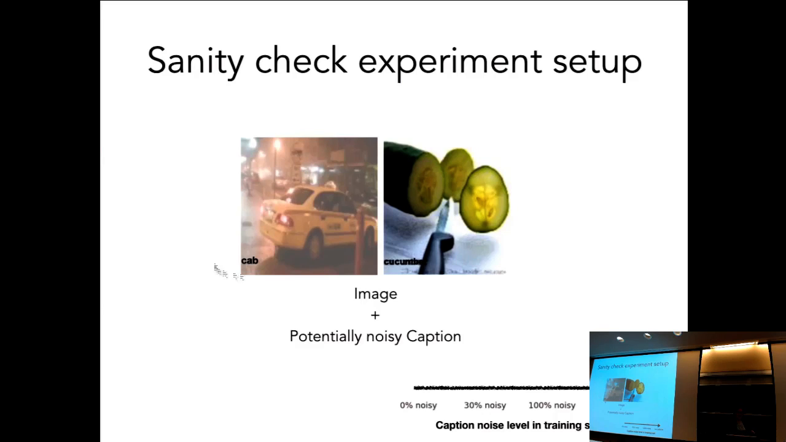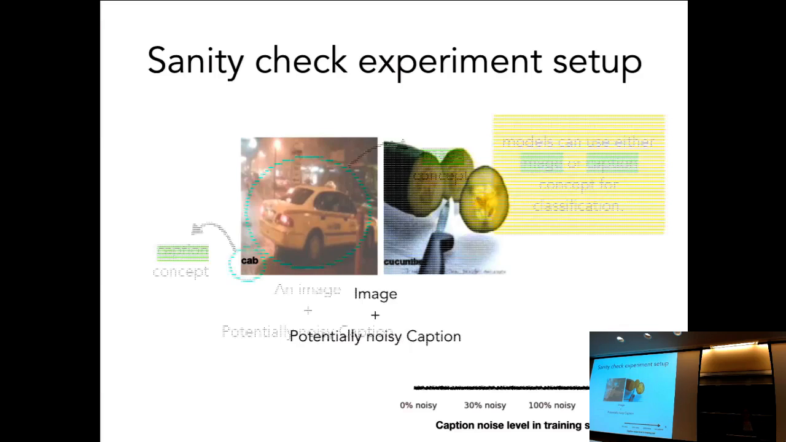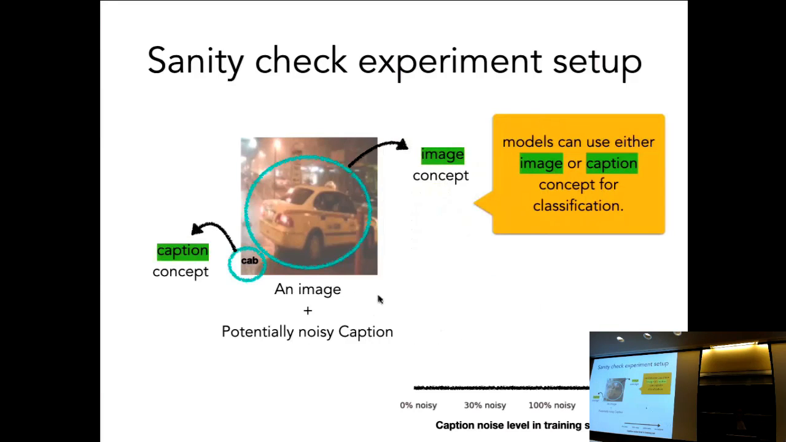And we made these captions sometimes pretty noisy. So if there's a cab in the picture, sometimes I wrote tiger. And I varied that noise level and made 4 different training sets. Now I'm going to train 4 different models. And by doing this, each model has a choice between looking at the image or the caption for classification.